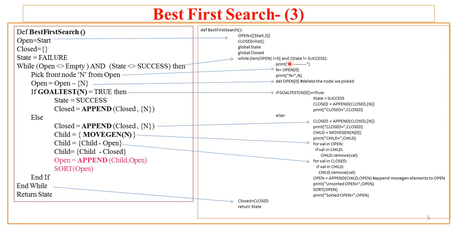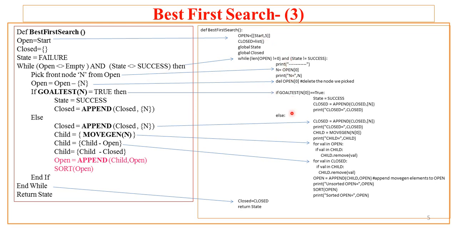If this condition is true, then this whole logic which is written in the while is executed. Now what is the logic in the while loop? We have to pick the front node from the open, we call that node n. Here it is achieved using this statement, open of 0 is assigned to n. Now as our open is a list of lists, open of 0 means the first element of the list of the list. So that is printed here.